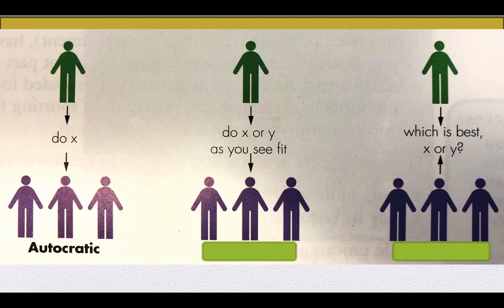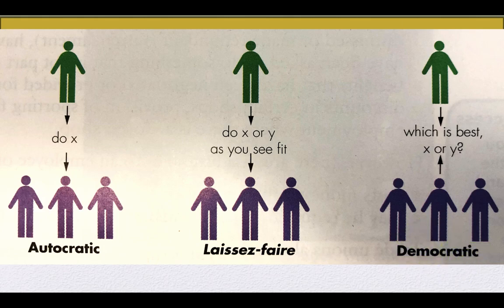So the first picture is obviously autocratic. We've got the arrows coming down the hierarchy and the line manager is telling their subordinates, do X, whatever X is, instructions. So do this and this is how you're going to do it. The middle one is laissez-faire. Again, one-way communication, you can see with the arrows. Do X or Y as you see fit. So they're given freedom and they're given the choice of how they want to complete the task. And then which is best, X or Y? And clearly that's democratic because there's two-way communication. You can see the arrows are upwards and downwards and they're asking for worker feedback.